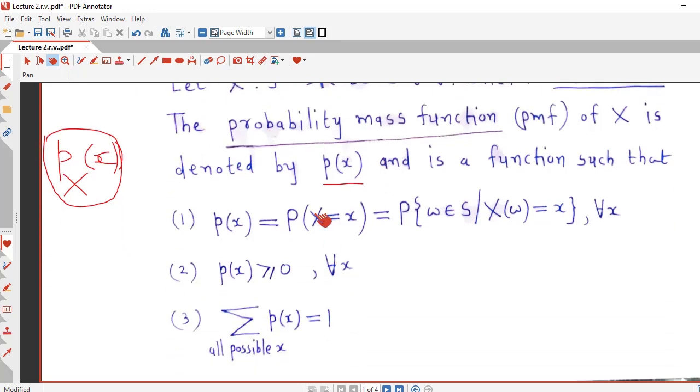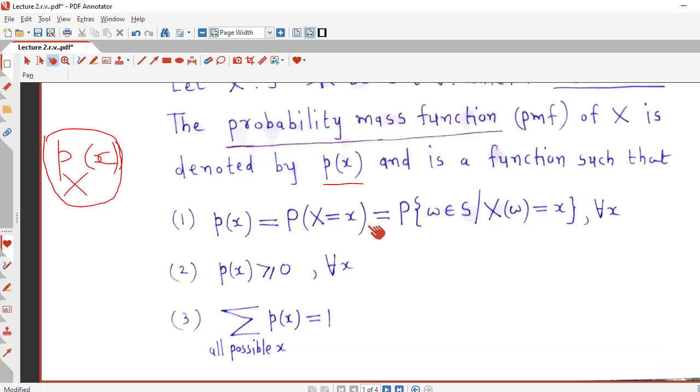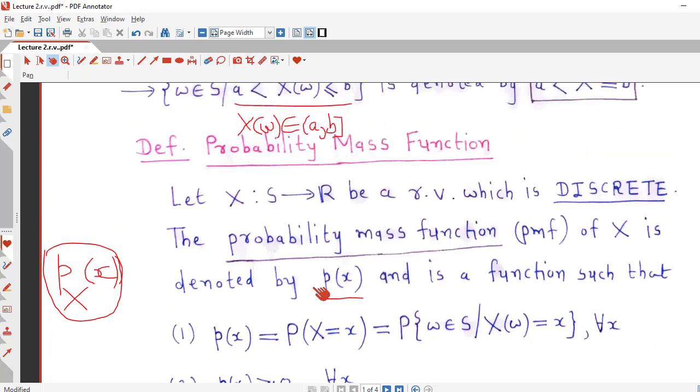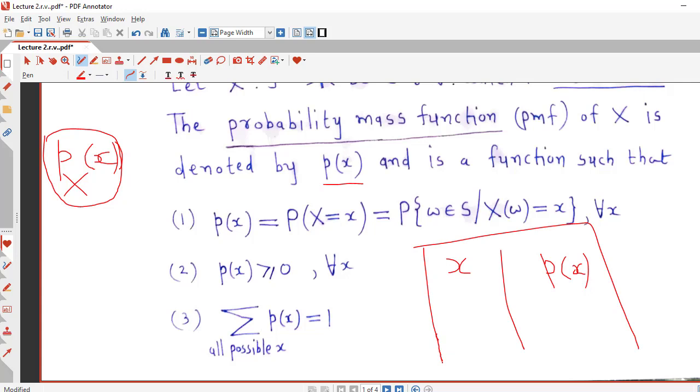We can consider this as a definition of probability distribution also if required, because what we are doing is just assigning probabilities to each value of the random variable x. So this p of x is the probability mass function, and if we are writing in this way, here values of the random variable and in another column values of probabilities, this type of distribution is called probability distribution.